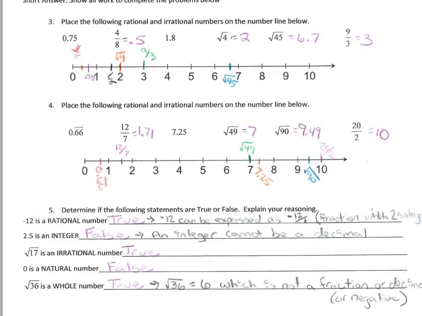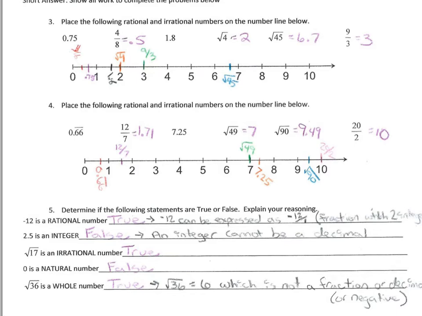What I did first was anything that was not a decimal, I typed it in my calculator to get the value that it is. So 0.75 is just 0.75. I didn't touch that. 4/8 is 0.5. 1.8, I didn't have to change around. The square root of 4 is 2. And the square root of 45 is 6.7. And 9 divided by 3, or 9/3, is 3. From there, I just had to place them on a number line.